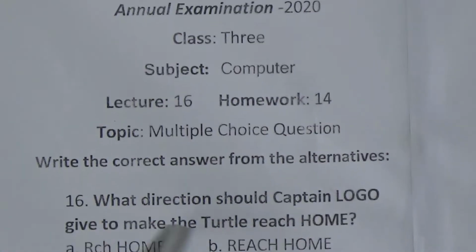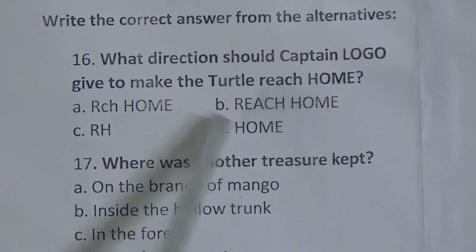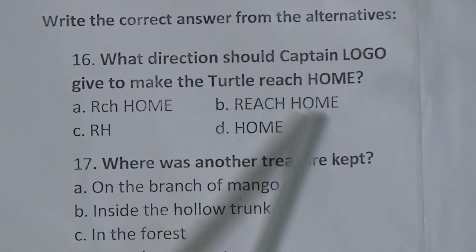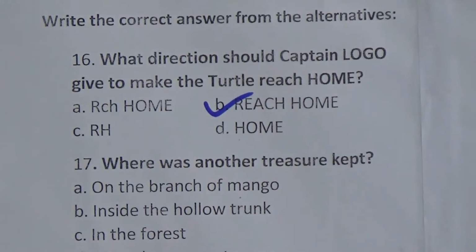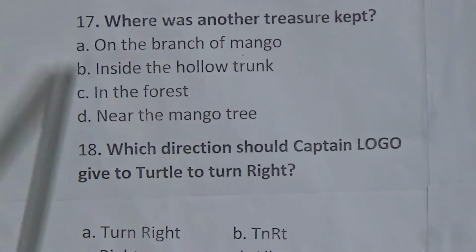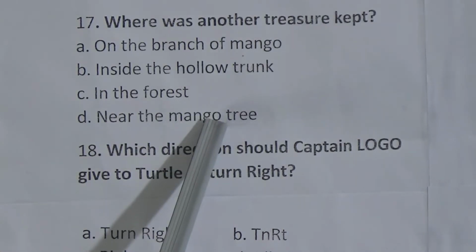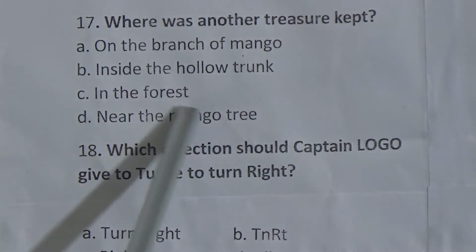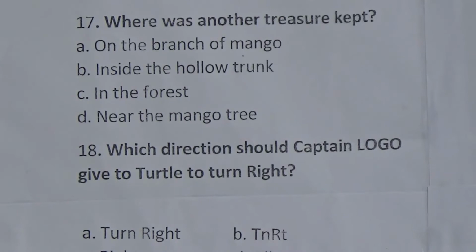Question 16. What direction should Captain Logo give to make the turtle reach home? There are four options: RCH home, reach home, RH home. So our correct option is reach home. Where was another treasure kept? Option B, on the branch of the mango tree; inside the hollow trunk; in the forest; near the mango tree. I hope, dear learners, you already know our correct answer: inside the hollow trunk.